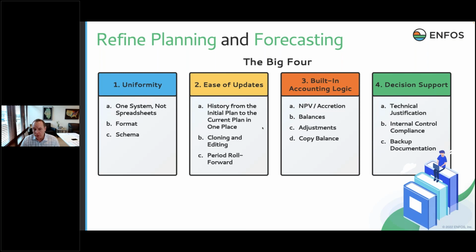So having history from the initial plan all the way to the current plan in one place. Having software features like cloning and editing within the application create that ease of updates. And then there's also features like rolling forward the overspend or the underspend from an accounting period that we just finished. Maybe on the year, could be the last quarter, could have been the last month.